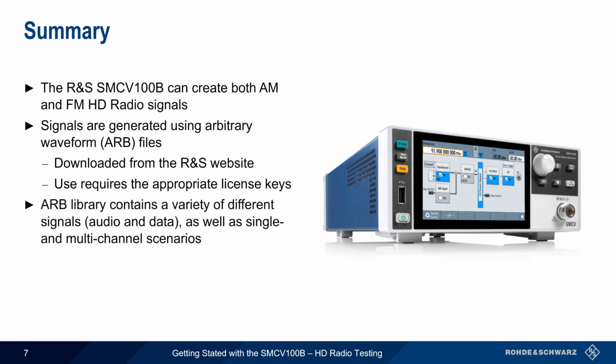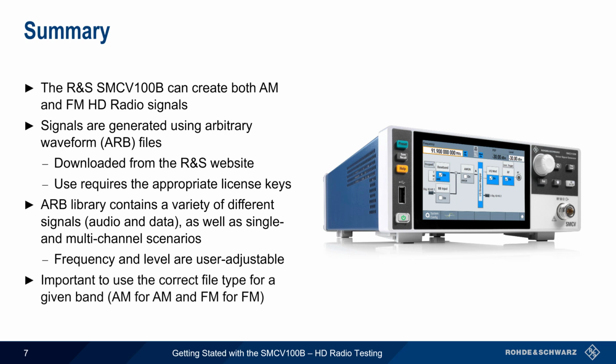The HD radio ARB file library contains a variety of signal types, including audio and data signals, single and multi-channel scenarios, and emergency alert scenarios. And although ARB file contents cannot be edited or changed by the user, the frequency and level of these signals are user adjustable in real time. And finally, remember that HD radio encodes AM and FM signals differently, so it's important to choose the correct file type depending on the band of operation.